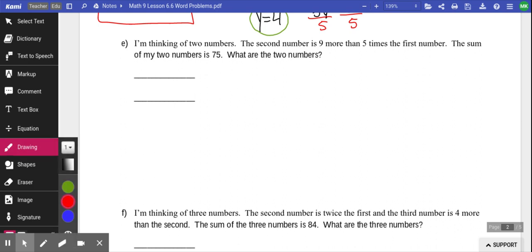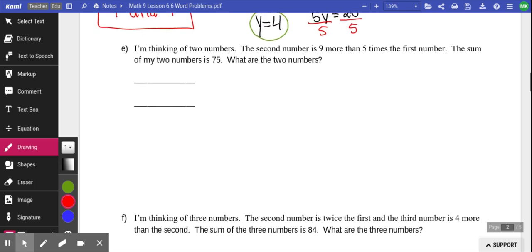Awesome. Hopefully you paused and came back and you read this question. You said, I'm thinking of two numbers. The second number is 9 more than 5 times the first number. The sum of the two numbers is 75. What are the two numbers?